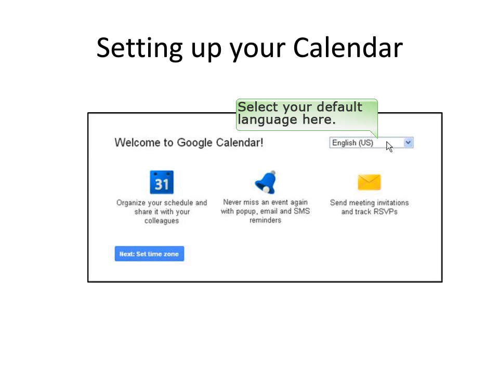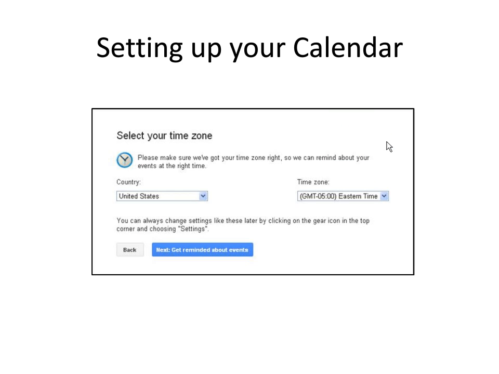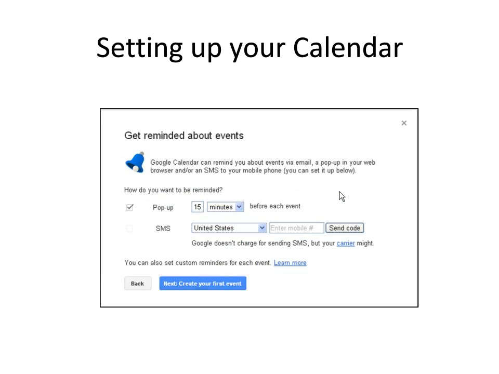The first one is to establish your default language. Once you have selected English, click the Next box. Click Next now. The next setting is your time zone. Select the appropriate time zone for your current location and click Next now.